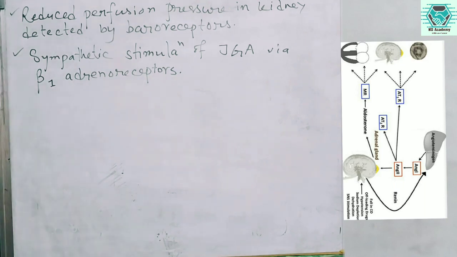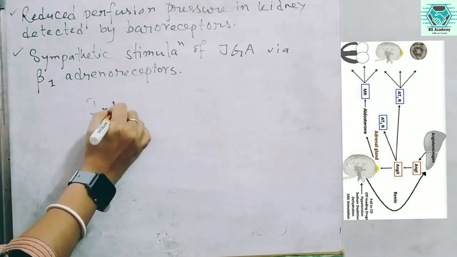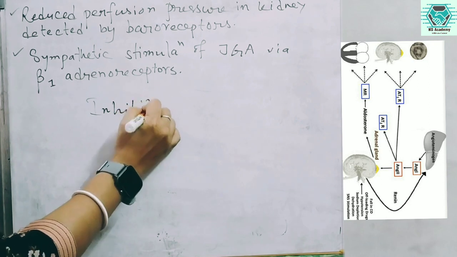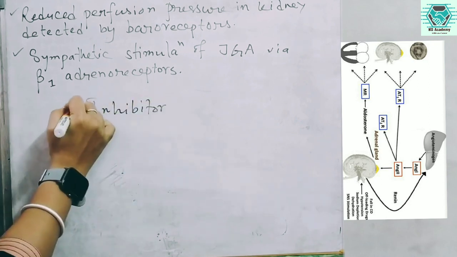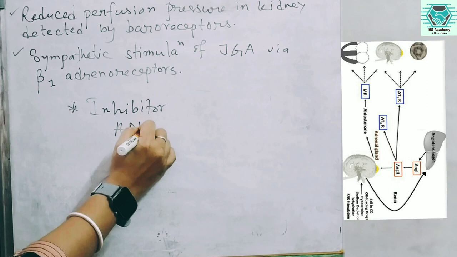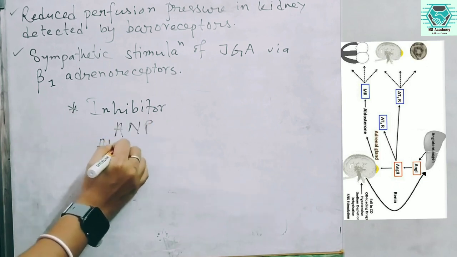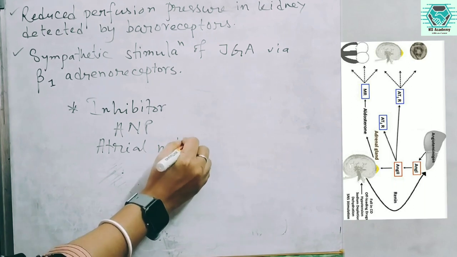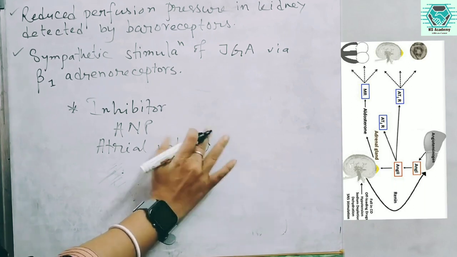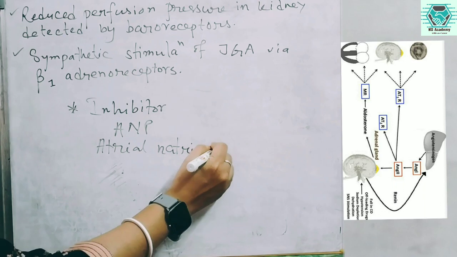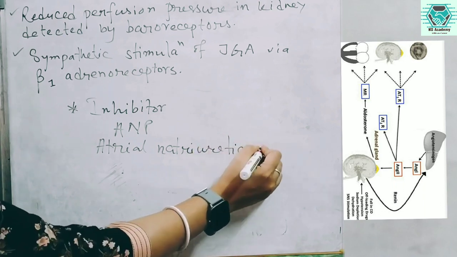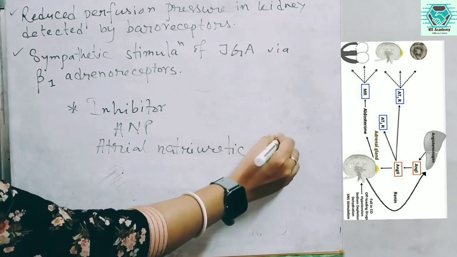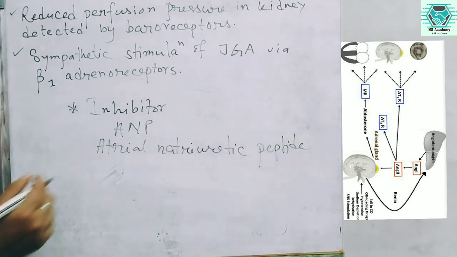So which one is the inhibitor? The inhibitor is ANP, that is atrial natriuretic peptide.